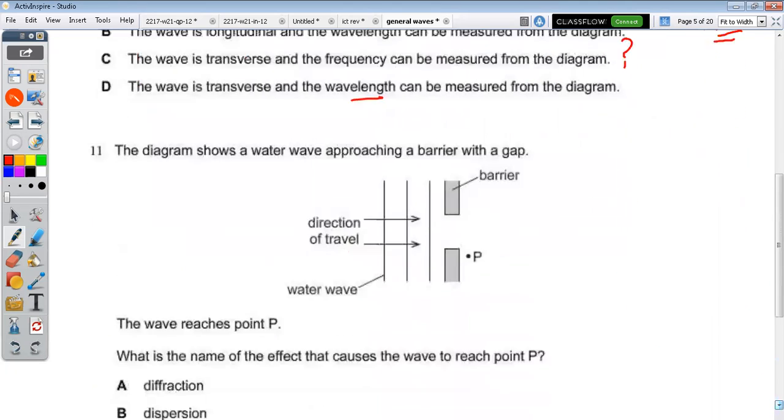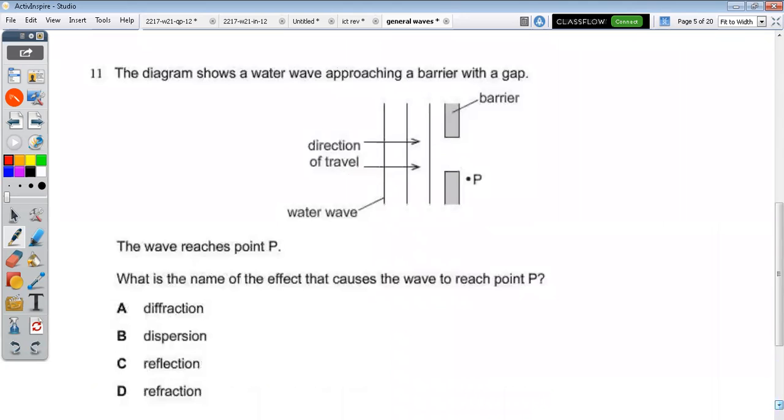Now, number 11. What is the name of the effect that causes the wave to reach point P? We talked about it. What is it? Spreading of wave when it passes through a gap. What do you call it? What do we call it? Diffraction.